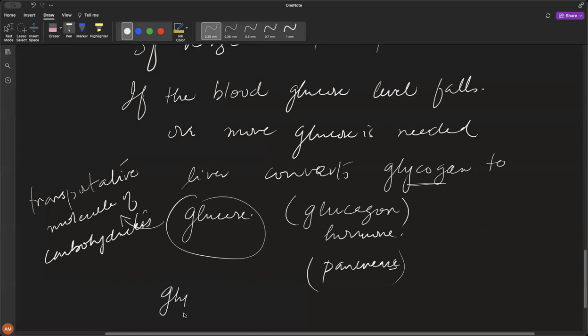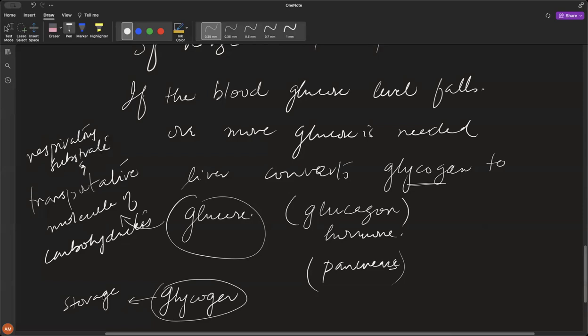So glycogen is for storage, and glucose is the respiratory substrate and the transportative molecule of carbohydrates. Do you understand? So this is clear.